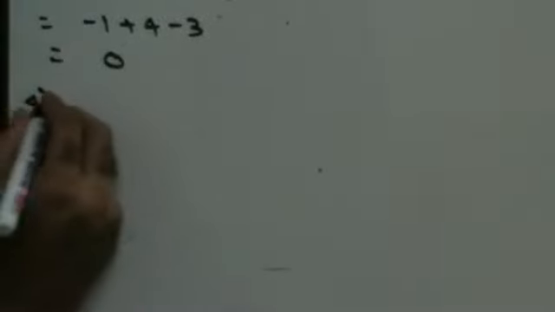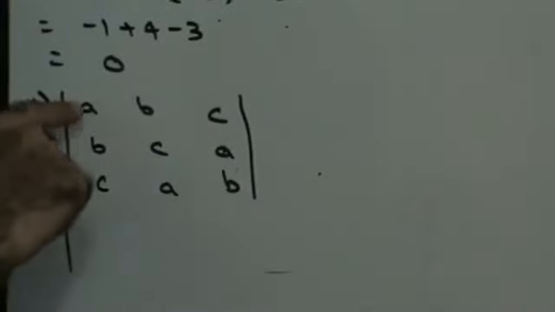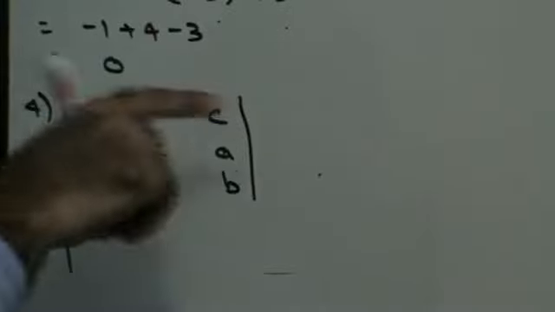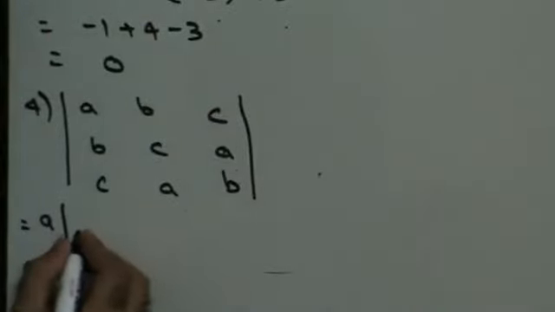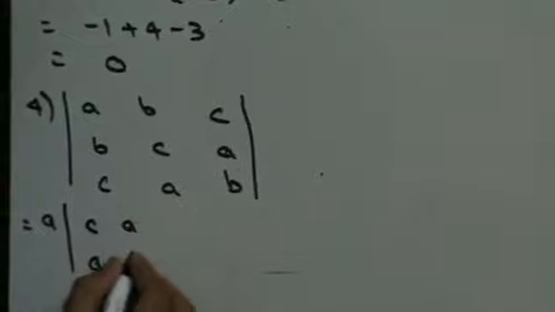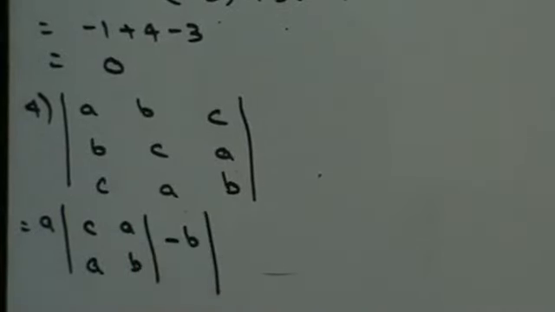Next, let's see another sum. A, B, C, B, C, A, C, A, B. I just explained to you how to do a 3 by 3 determinant. Take the first element of the first row. If I take the first element of the first row, I cannot take the first row and the first column. That means this will be C, A, A, B, minus B. Why minus? Minus is a part of the formula.